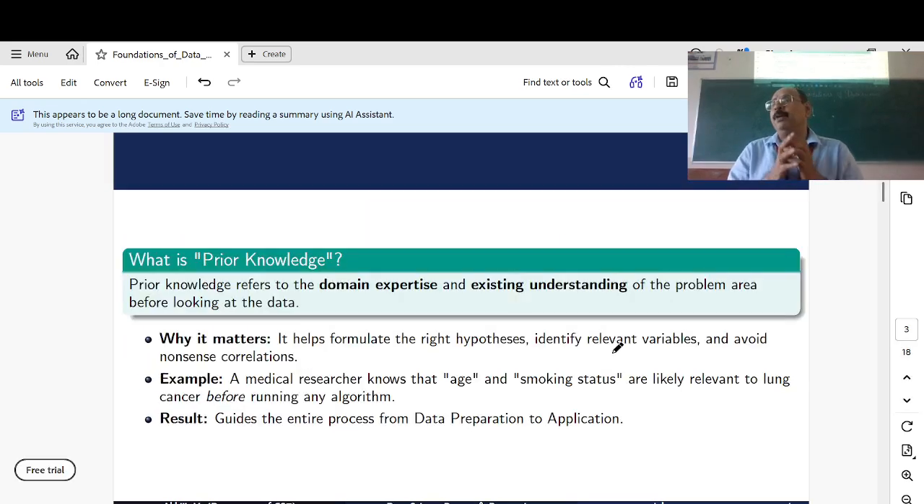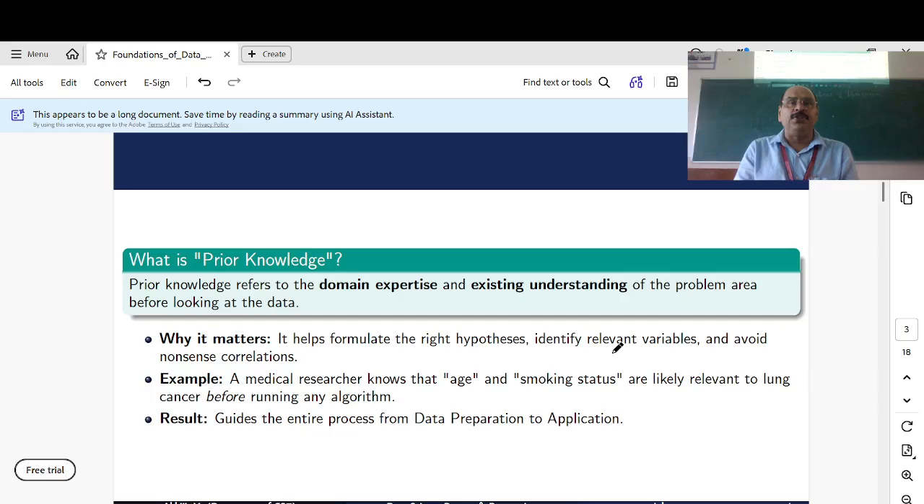So, what do you mean by prior knowledge? Prior knowledge refers to the domain expertise and existing understanding of the problem area before looking at the data. Prior knowledge means domain expertise.